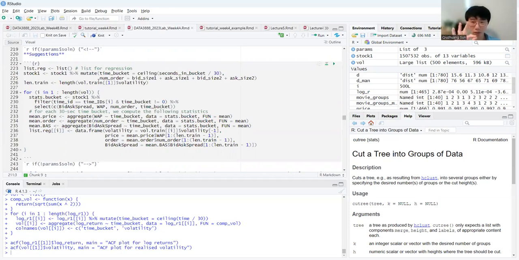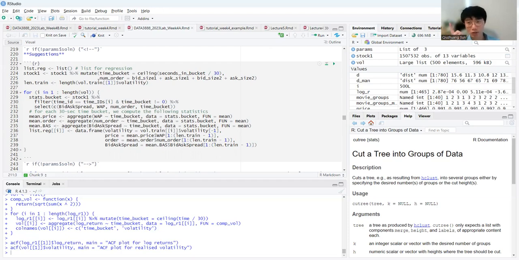So remember, we have three predictors. The first predictor is the mean price in the previous period. The second is the mean number of orders in the previous period, and the third is the mean bid-ask spread for the previous period. And our response is the realized volatility in the current period.